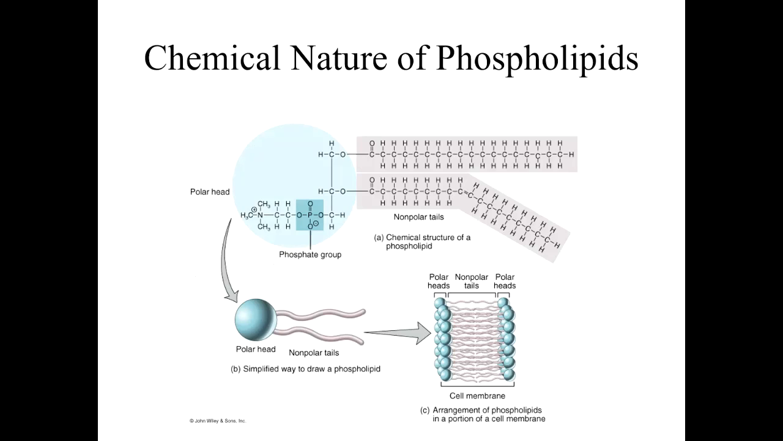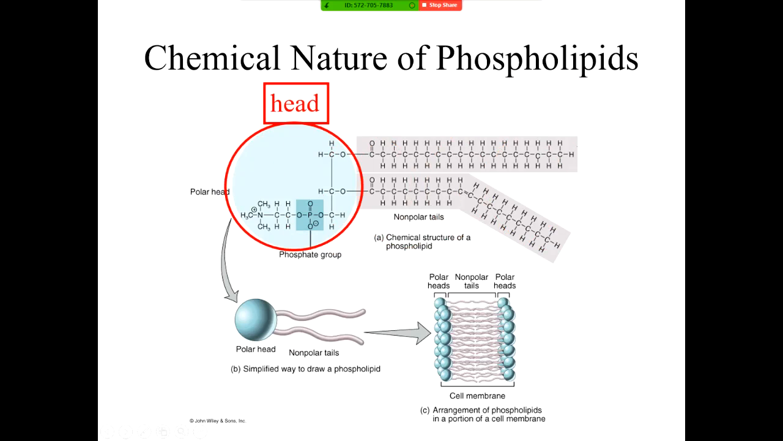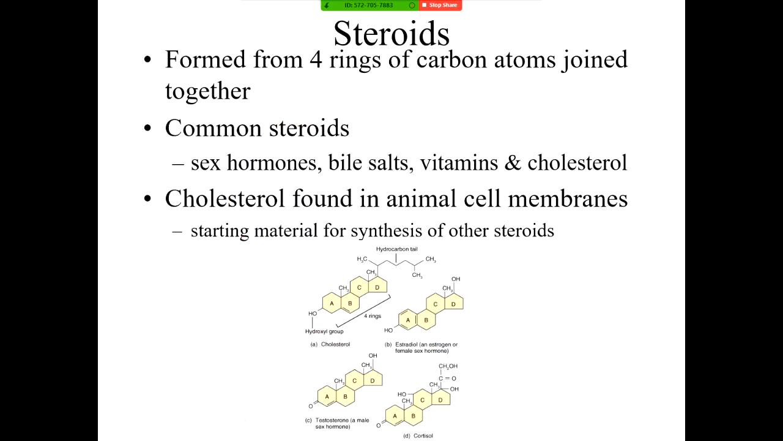All right, so the circle here is going to be your polar head, and then these are going to be your nonpolar tails. In the lower diagram, it's giving you an idea of what your cell membrane looks like, with the polar heads being semi-permeable, and then you having your fatty acid tails in the middle. All right, so let's look at steroids.